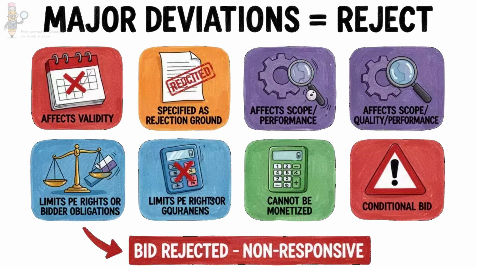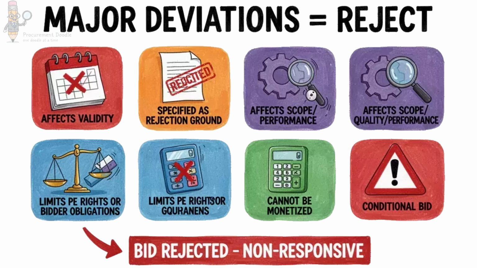The deviation affects the validity of the bid itself. The procurement document explicitly specifies it as grounds for rejection. It substantially affects the scope, quality, functionality, or performance of the required goods or works. It limits the procuring entity's rights or the bidder's obligations under the contract. The deviation cannot be monetized, meaning a financial value cannot be assigned to it for comparison purposes. The bid contains conditions. Any conditional offer is treated as a major deviation. Any bid falling into these categories is rejected immediately and excluded from further consideration.